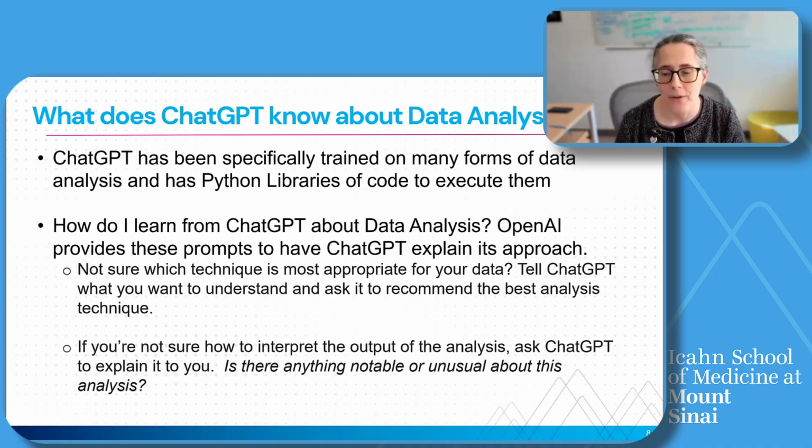So we'll see several ways how you can have ChatGPT show you what it's doing with its approach. But when OpenAI says, how do you get ChatGPT to explain its approach, it gives you ideas. It says, tell ChatGPT you want to understand its recommendations. Ask it to help tell you what it thinks is notable or unusual that it's finding in the analysis. So it really is about using ChatGPT as a partner who's very good at explaining itself.